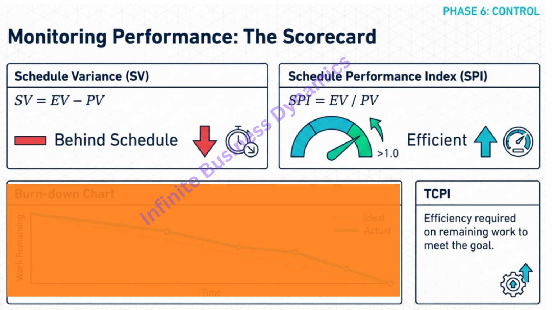Let's decode them. SV and SPI. Schedule variance, SV, is simple subtraction. Earned value minus planned value. Are we ahead or behind in terms of the dollar value of work we've accomplished? A negative number is bad.